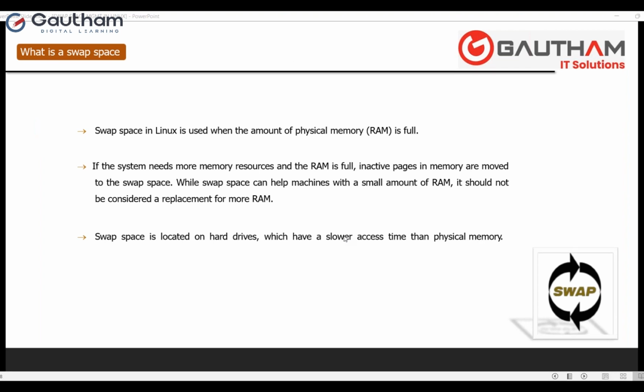Now, in order to understand the swap, first we have to understand what is the role of RAM. See, we maintain a component called RAM, random access memory, in Linux. What is the role of RAM? RAM is utilized to execute a process. Any process which you want to execute must be present in RAM. No process can be executed outside of RAM. That's the role of RAM, right?